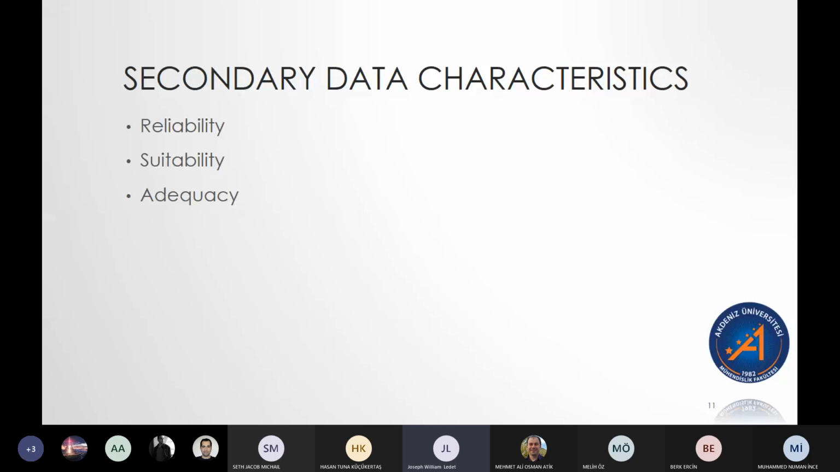Some of the secondary data characteristics that we need to make sure of are that the data is reliable and suitable, because just because something's reliable doesn't mean it's suitable to what we're studying. Seth, if you're studying journal publications and how to accurately suggest an appropriate journal for a publication, you probably don't need a lot of reliable COVID pandemic information for that, right?